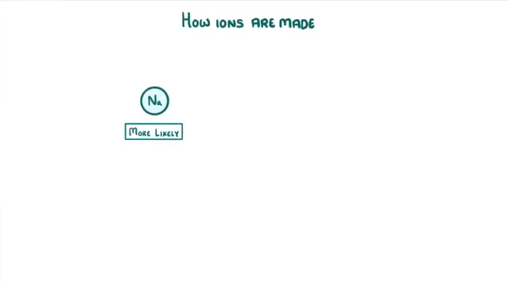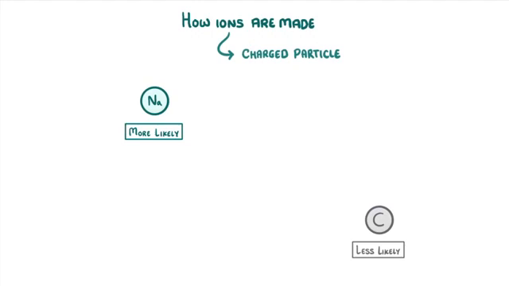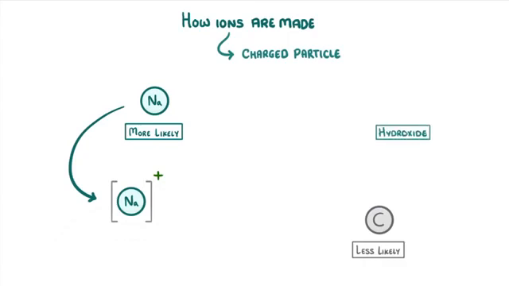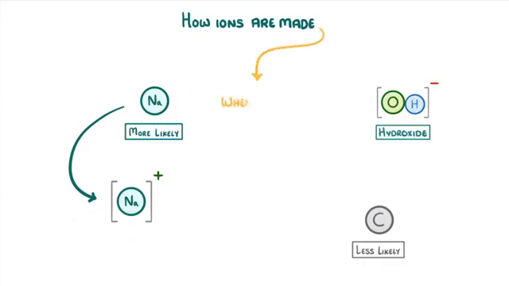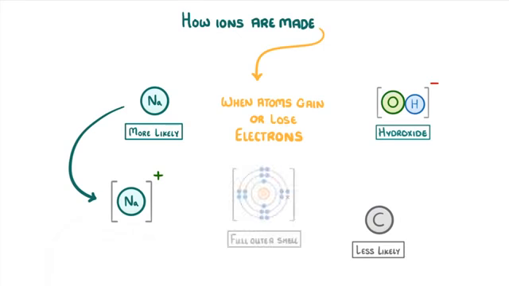In today's video, we're going to explore how ions are made, and why some atoms are more likely to form ions than others. An ion is just a charged particle, so it could be a single atom, like Na+, or a group of atoms, such as a hydroxide ion, which is OH-. As we've seen in our video on electron structure, ions are formed when atoms gain or lose electrons, and they do this in order to have a full outer shell, so that they're more stable.